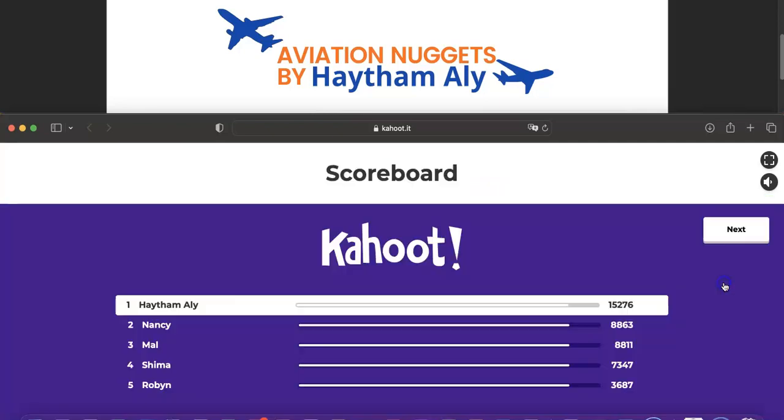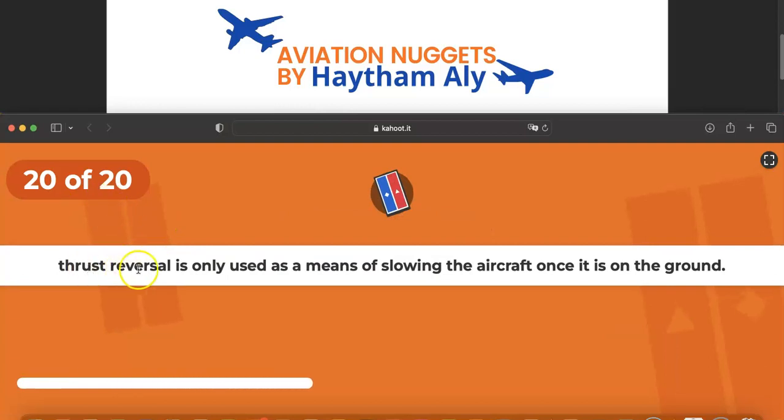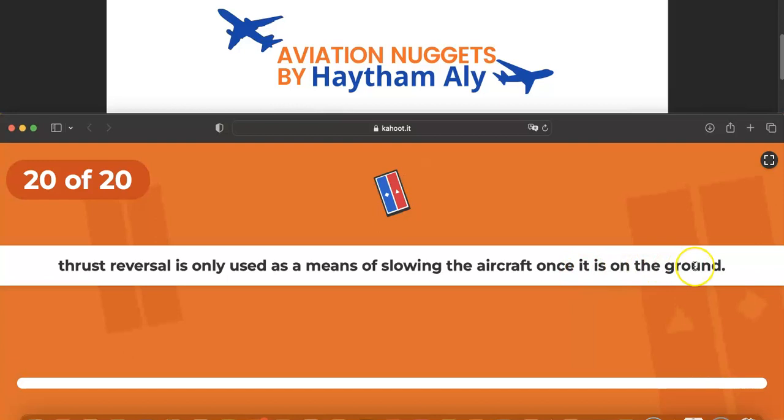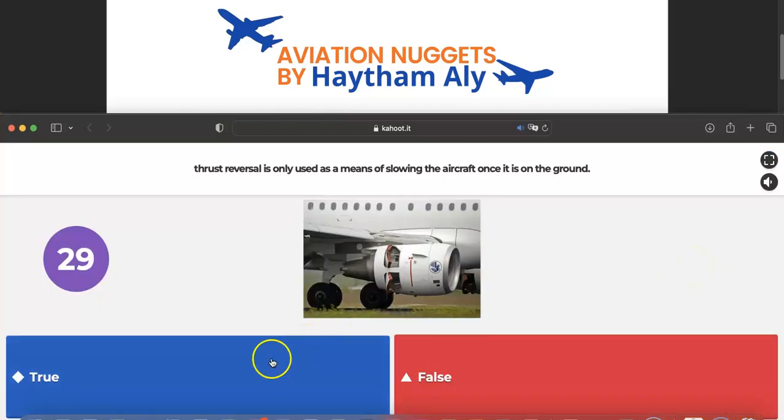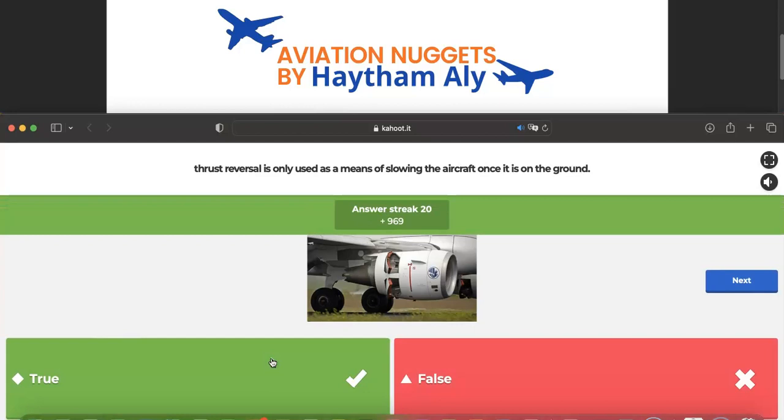Okay, everybody, let's proceed to the final question. I hope you enjoy these sets of questions. Question 20 of 20. Thrust reverser is only used as a means of slowing the aircraft once it is on the ground. Yes, this statement is very true. And nowadays, aircraft engines have at least 3 lines of defense to operate the thrust reverser on the ground only.